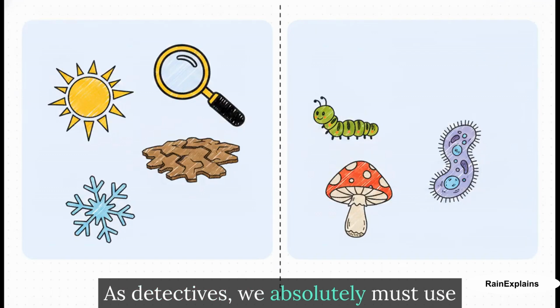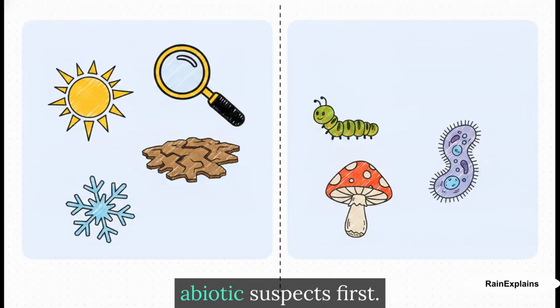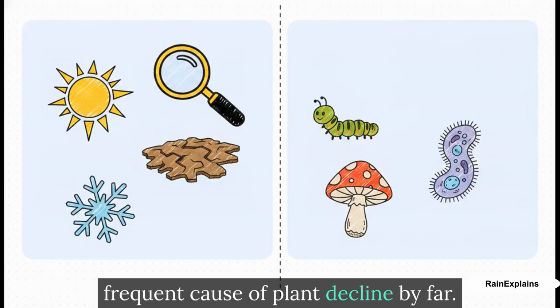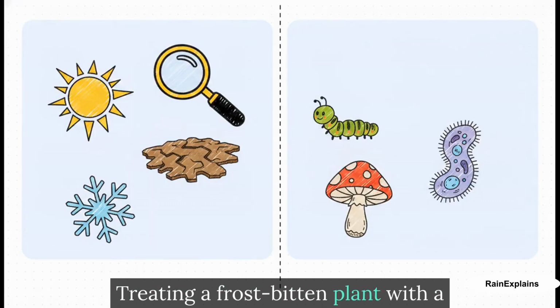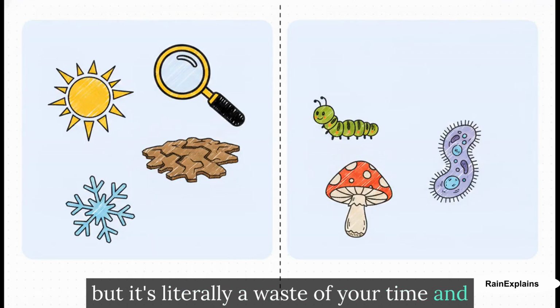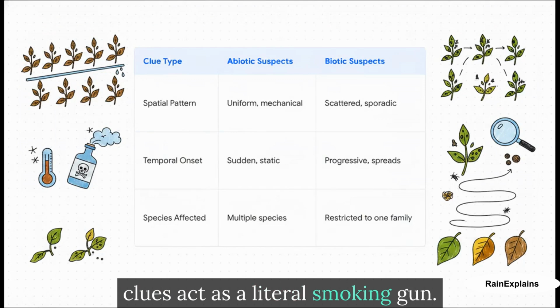As detectives, we absolutely must use the rule-out technique here. I really urge you to investigate the abiotic suspects first. Environmental stress is the most frequent cause of plant decline by far. Treating a frost-bitten plant with a chemical fungicide is not only useless, but it's literally a waste of your time and money. Now notice how spatial and temporal clues act as a literal smoking gun.